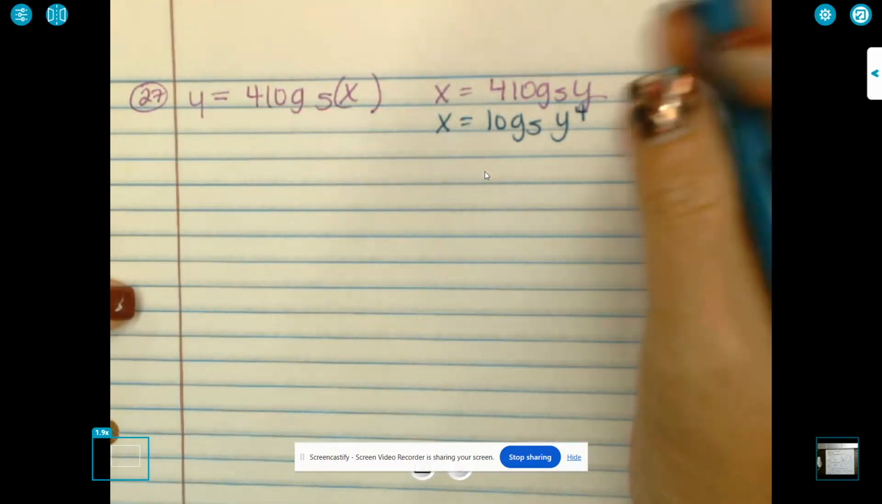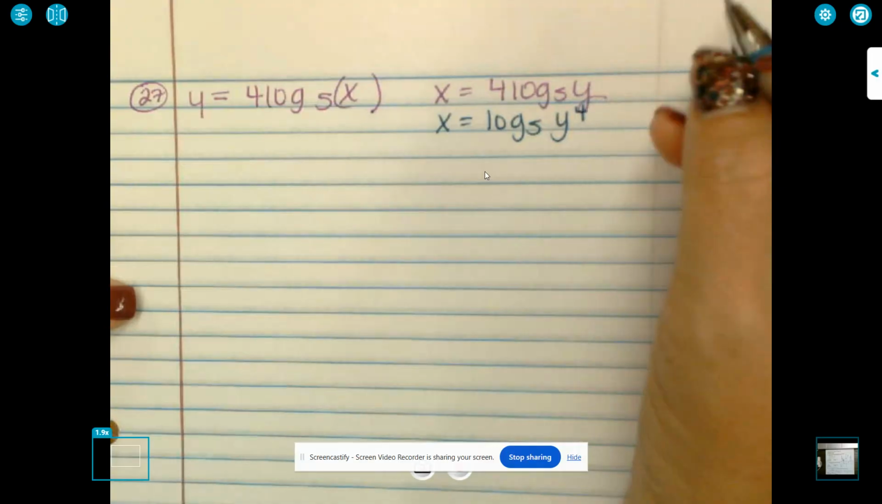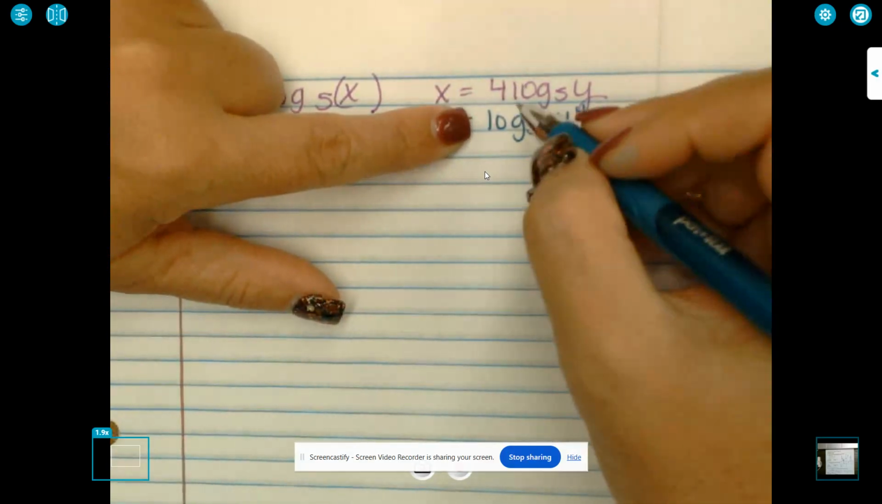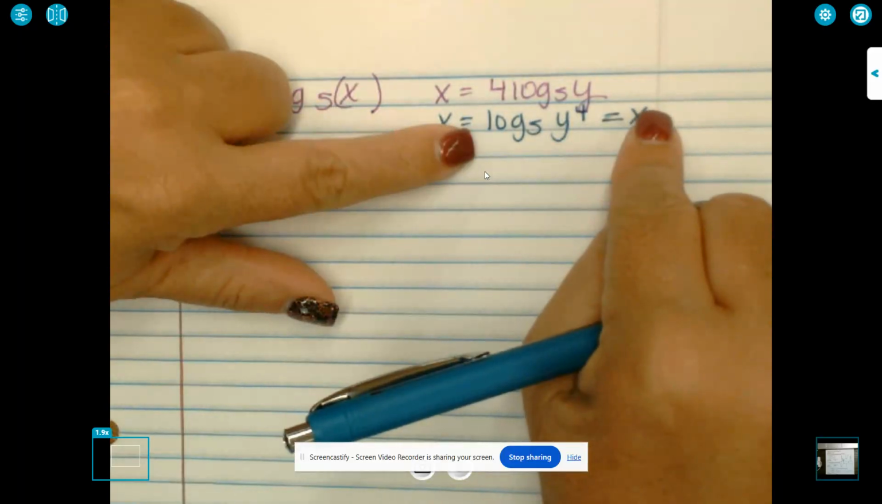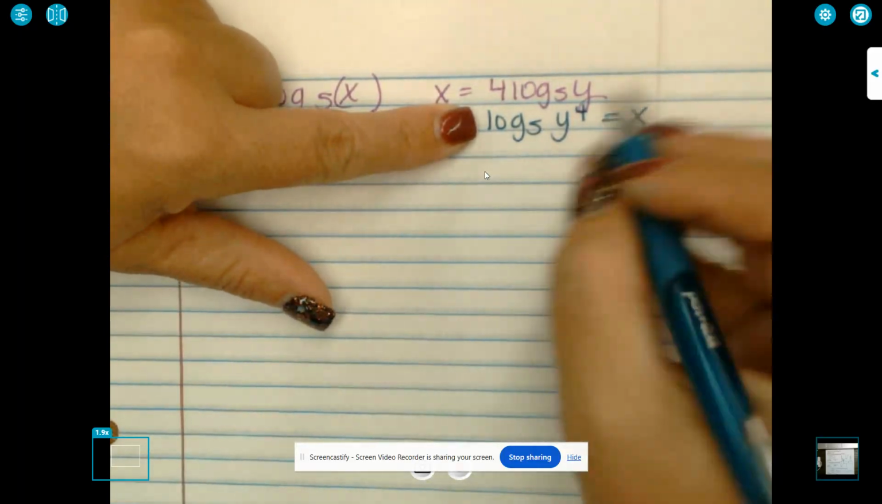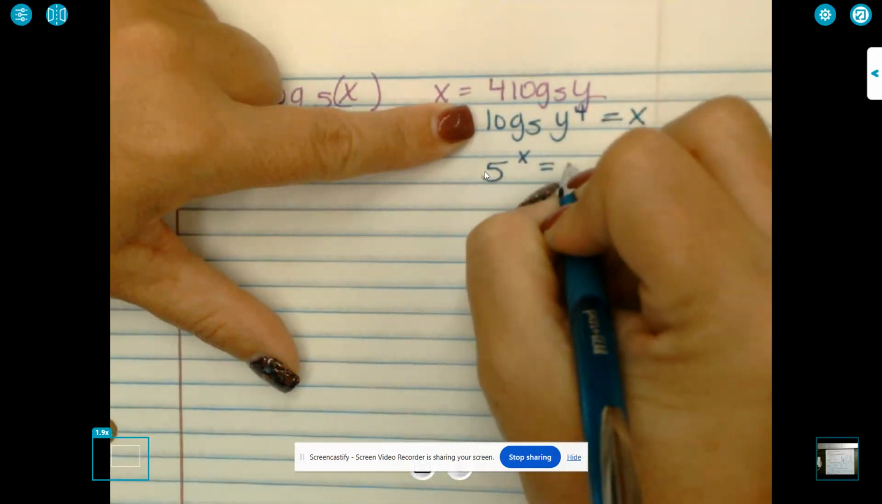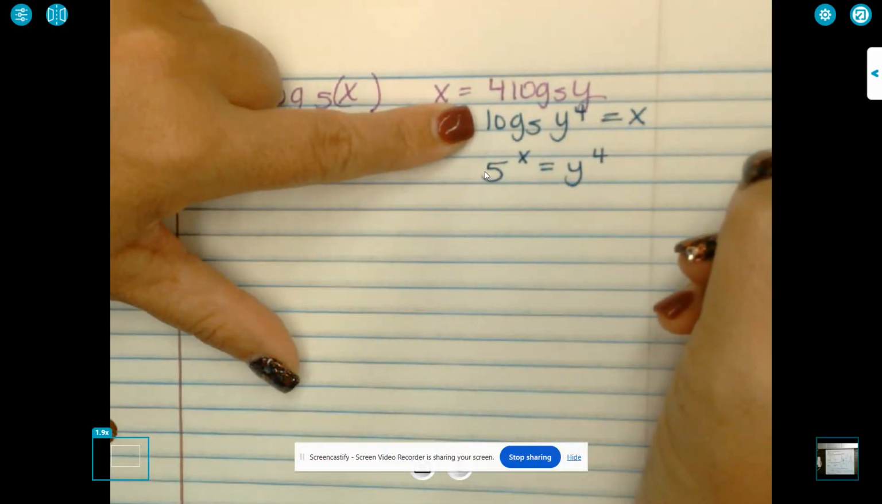All right, and remember, once we get to here and it's equal to x, we want to left, right, center this. Remember, we can't left, right, center unless our log is on the left. So I'm literally just pushing him over there. It's almost like he's not over here at all. So left is 5, right is x, and center is y to the 4th.